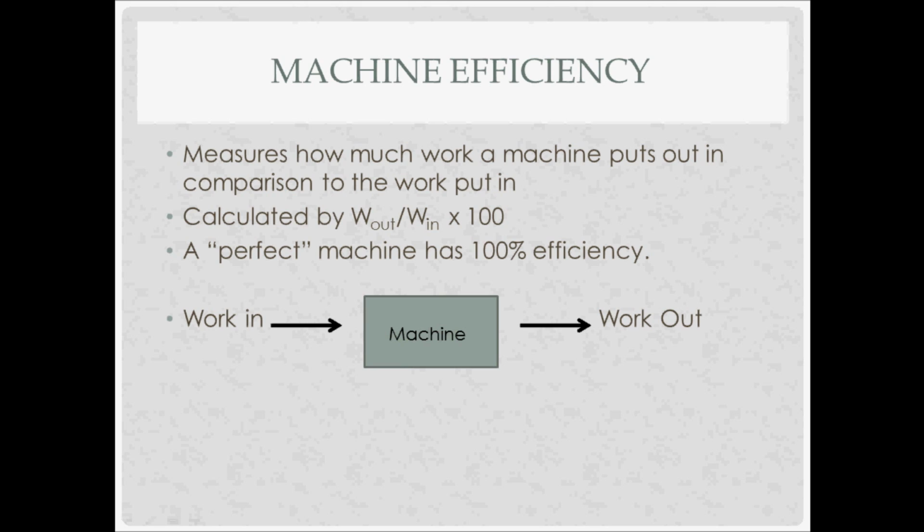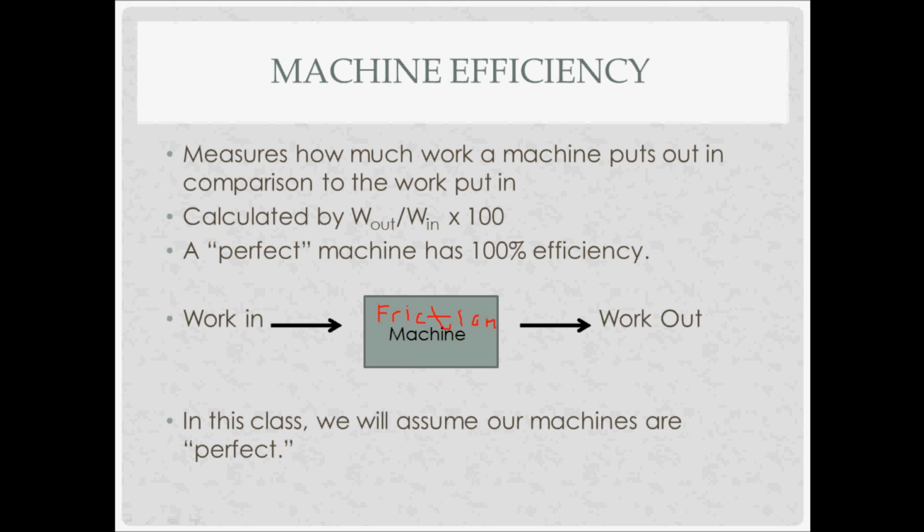So whatever work you put into the machine, ideally none gets lost in the machine, but some might get lost due to friction. And then you get a certain amount of work out of the machine after the machine has done its job. Remember, friction typically occurs in the machine, which will decrease the efficiency. However, for this class, aside from when I give you problems where you have to solve for efficiency, we're going to assume that our machines are frictionless and perfect, and we can get 100% efficiency out of them. That just makes the calculations easy on your part.